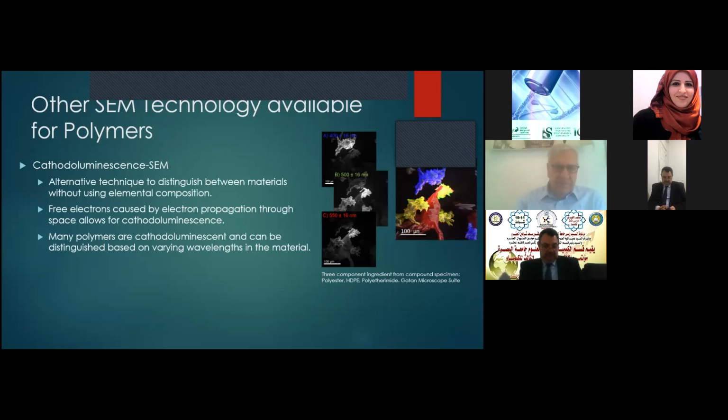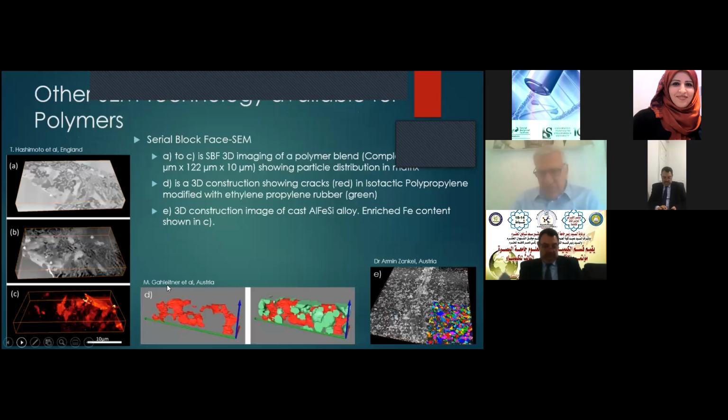So this picture on the right is very interesting. It shows various components of ingredients: polyester, high density polyethylene, and polyetherimide. Sorry, and this is a very interesting way of distinguishing between these components in the specimen. So yeah, just another very interesting one.